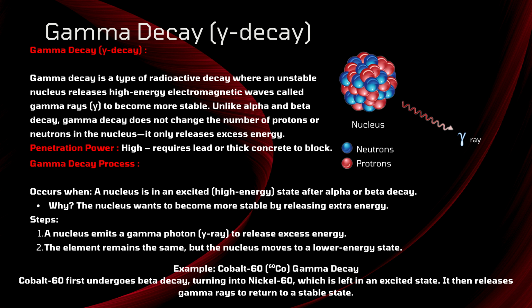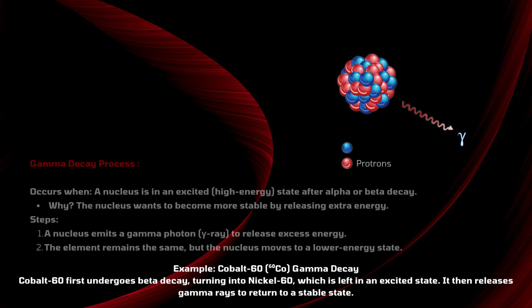Example: cobalt-60, Co-60, gamma decay. Cobalt-60 first undergoes beta decay, turning into nickel-60, which is left in an excited state. It then releases gamma rays to return to a stable state.